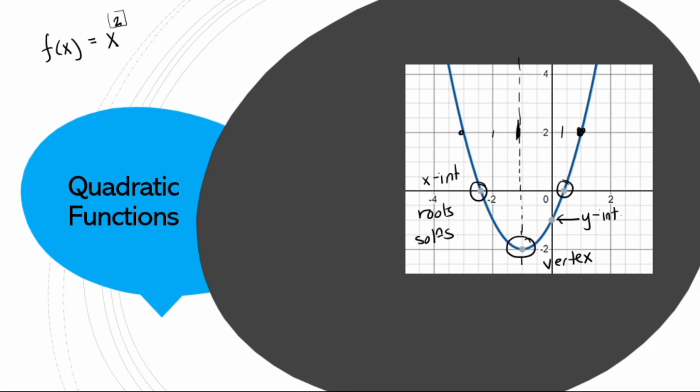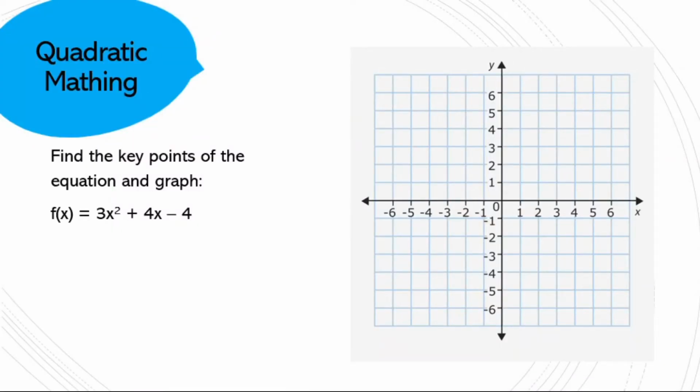So let's review the math. Here we have an equation and we want to find key points. Those key points are generally going to be the vertex, the y-intercept, and the x-intercepts if they exist. Let's talk about the easy one first, the y-intercept from standard form. That means you're crossing the y-axis, where x is 0. So if you're finding the y-intercept, you're finding f of 0.